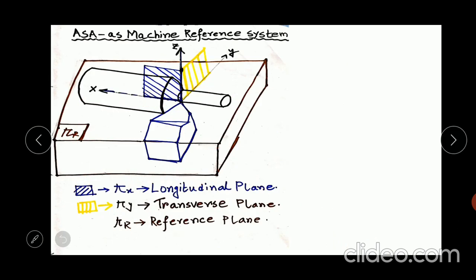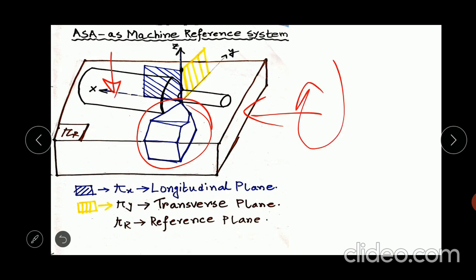I mentioned in the previous slide that the ASA tool signature is basically a machine reference system. So it follows the coordinates related to the machine. Consider that this rectangular part is the machine, and suppose it is a lathe, and this single point cutting tool is mounted here in the tool post, and this is a cylindrical job rotating like this, so it is having a turning operation in the lathe.